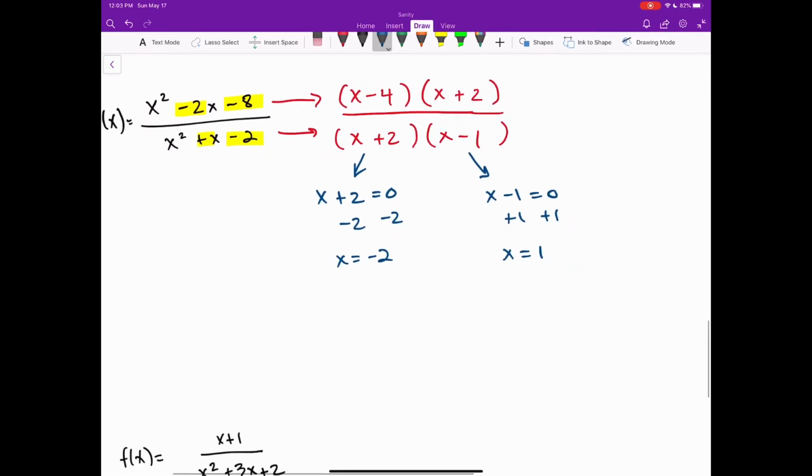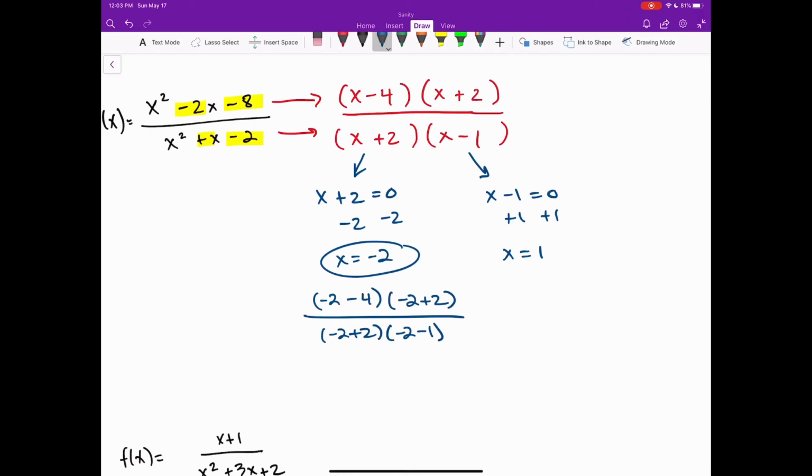Now I've got to check these and say, are these going to be vertical asymptotes or holes in my graph? If I check this first value, you could plug it into the function itself: negative 2 minus 4 times negative 2 plus 2, divided by negative 2 plus 2 times negative 2 minus 1. You could plug it in that way.